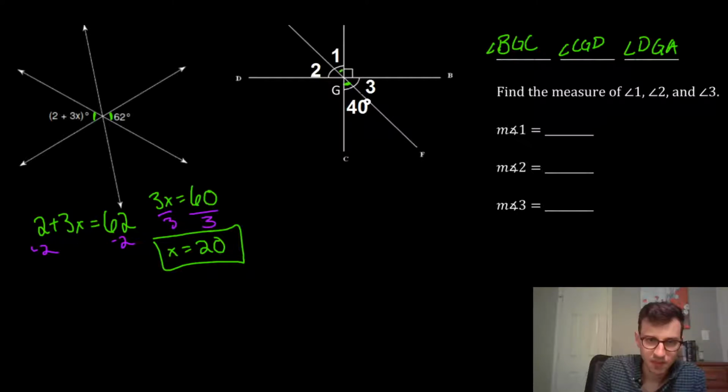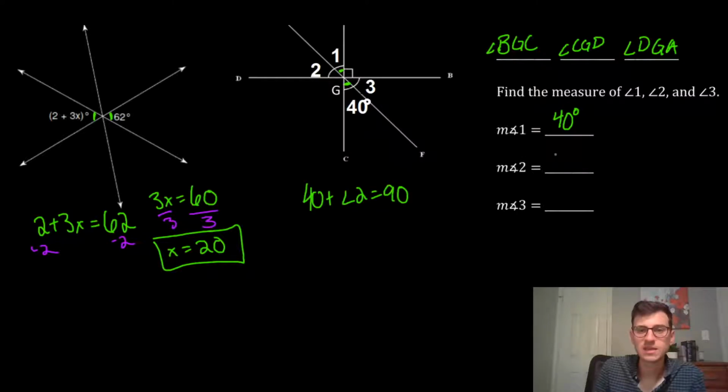Unless I look at vertical angles there. So then angle 1 is equal to 40 degrees. Which means 40 plus angle 2 is 90. So 40 plus angle 2 is 90, which means angle 2 is 50 degrees.